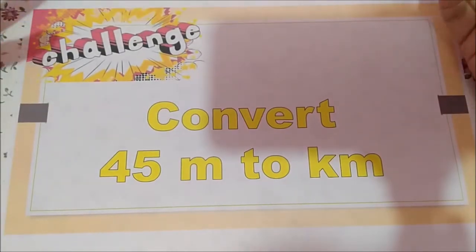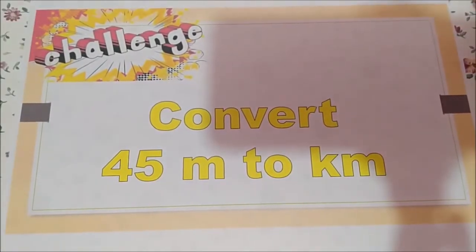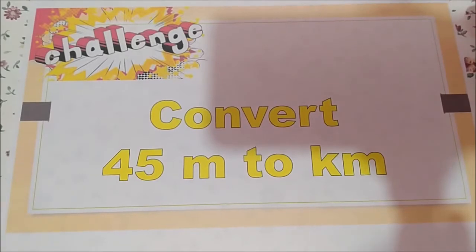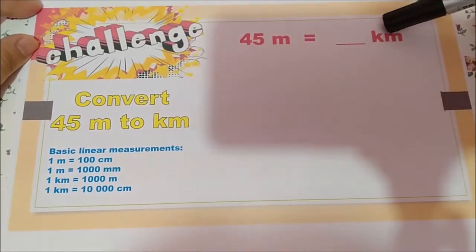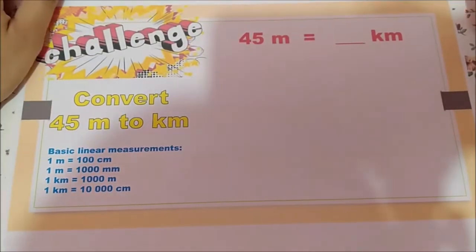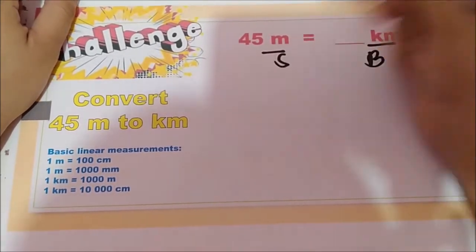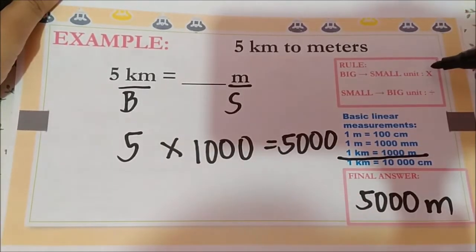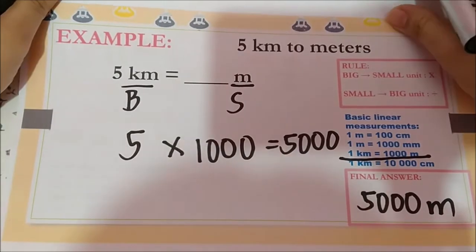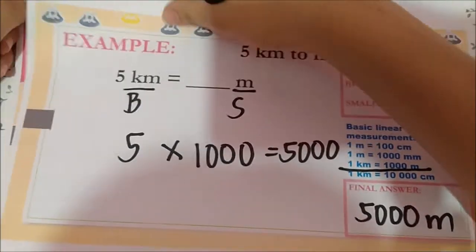This time, there will be a challenge. How do we convert 45 meters to kilometers? Can we just apply what we had a while ago, or do we need other steps? Let's say that 45 meters is equal to how many kilometers? If you think about it, first step, you need to identify big and small. Checking the rule given, bigger to smaller unit, you need to multiply. If it's small to big unit, you need to divide. Here it says small to big. Therefore, we're going to divide.